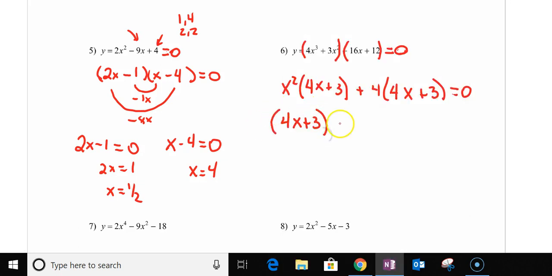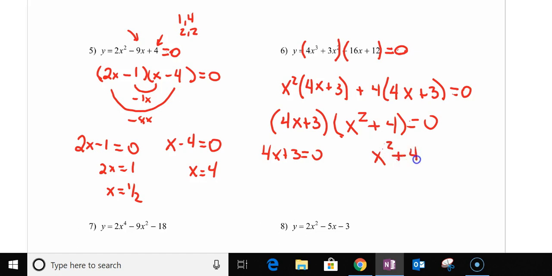So I get 4x plus 3, and then that leaves me, when I pull that 4x plus 3 out front, x squared plus 4. And that has to equal 0. And then we set each part equal to 0. So I get 4x plus 3 has to equal 0, and x squared plus 4 has to equal 0. If I solve this one, I get 4x equals negative 3, so x equals negative 3/4. There's your first one. Second one, I get x squared equals negative 4.